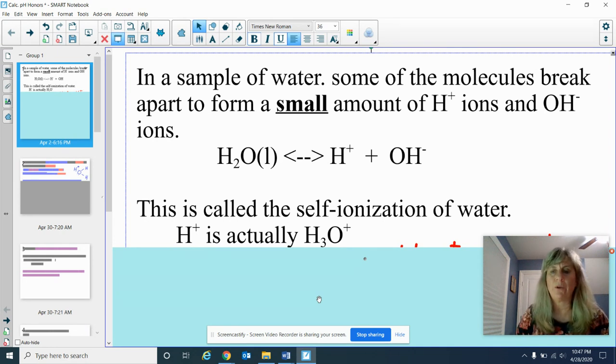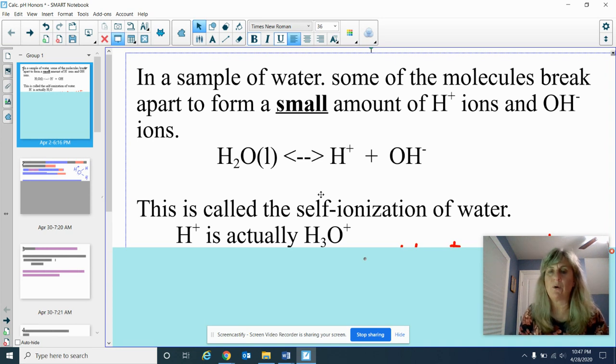So first of all, when you have a sample of water, you always will have some of the molecules breaking apart to form a small amount of H plus and OH minus ions. Okay, so the water molecule, some of them will break apart and form H plus and OH minus. This is called the self-ionization of water.